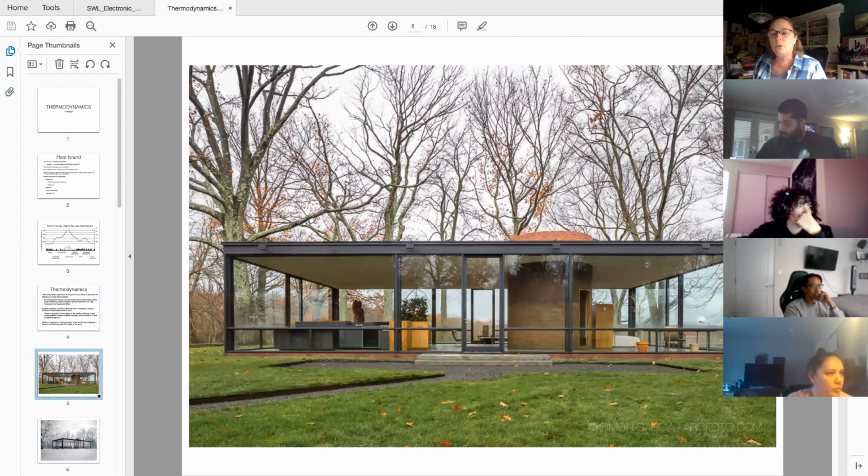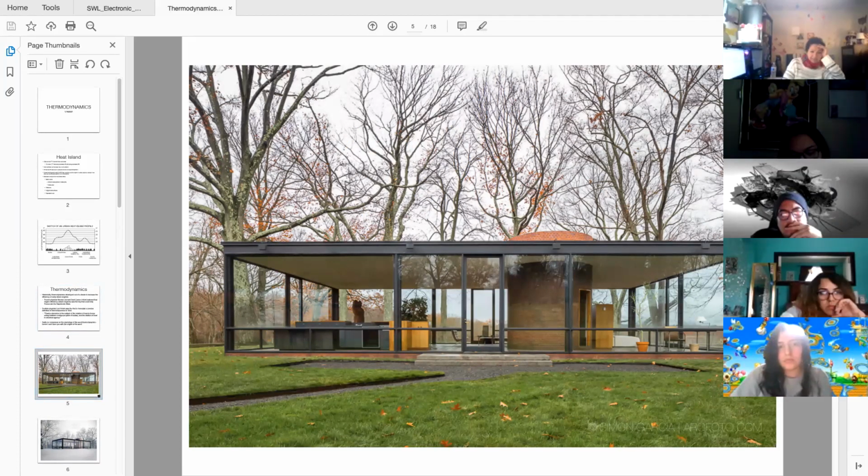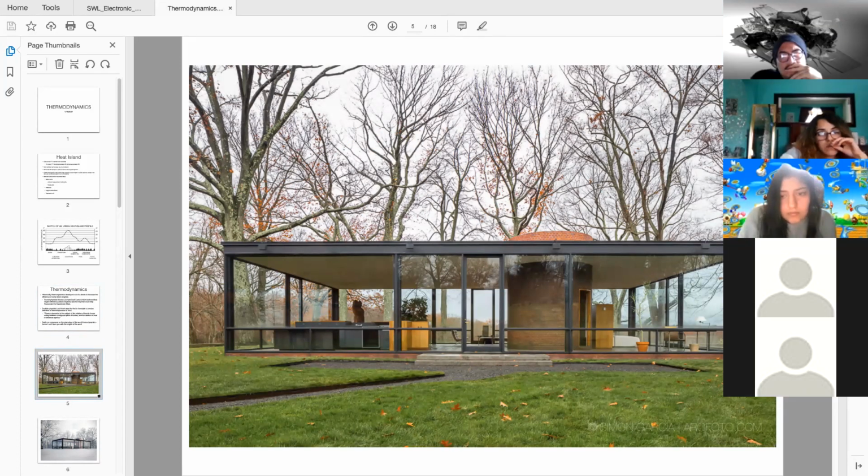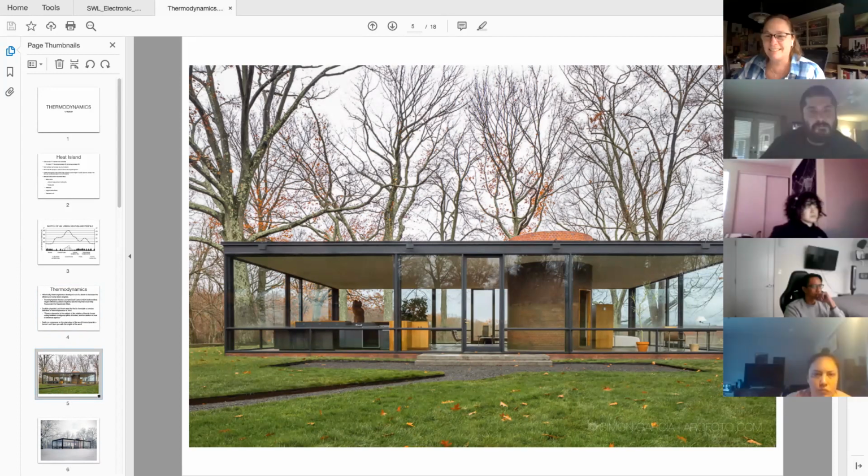So, who knows which building this is? Anyone? No? Nobody knows what building this is? Okay. Welcome to the pseudo history of architecture, history of modern architecture. This is the Glass House by Philip Johnson in New Canaan, Connecticut.